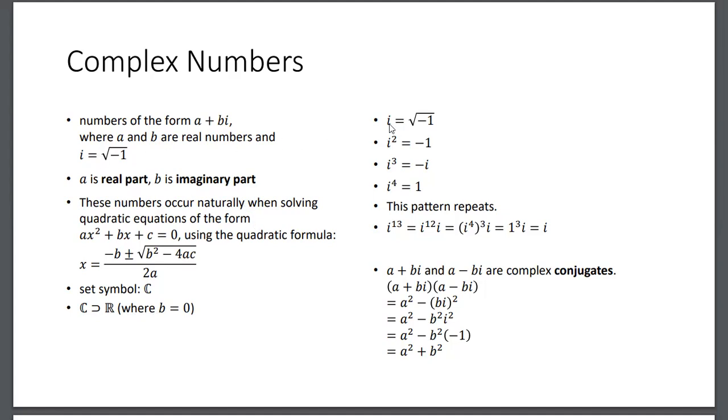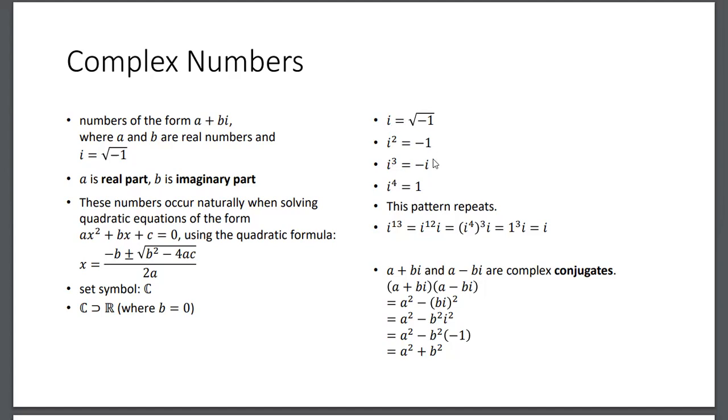Little i being the square root of -1, if you square it, you get -1. You cube it, you get -i. And if you put it to the 4th power, you get 1. And after that, this pattern repeats. This pattern of 4 things.